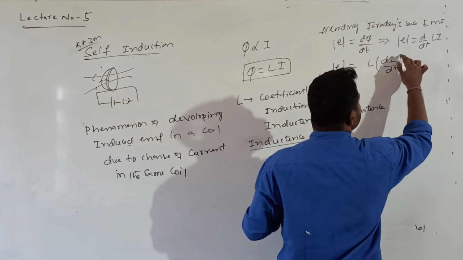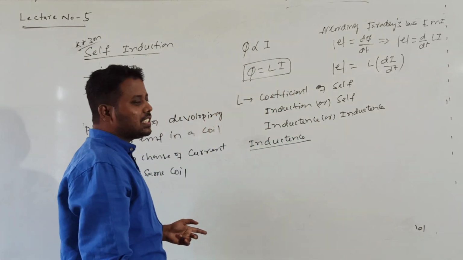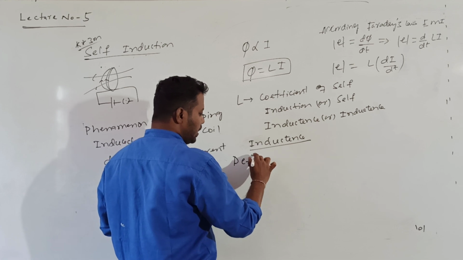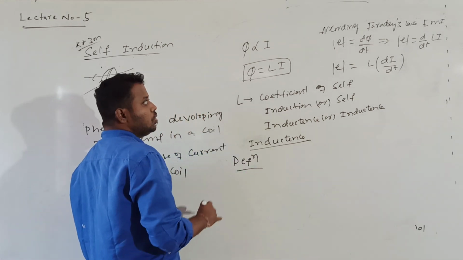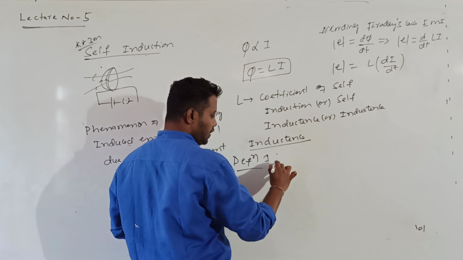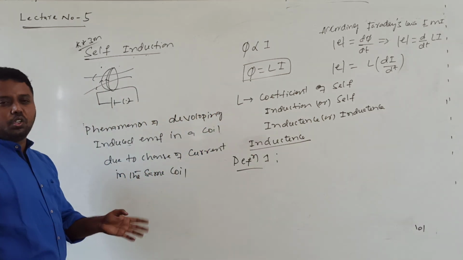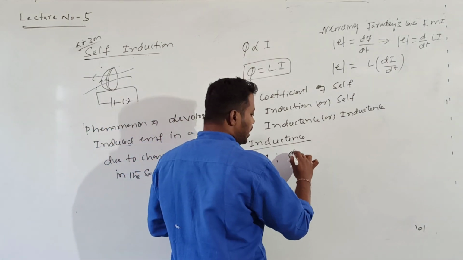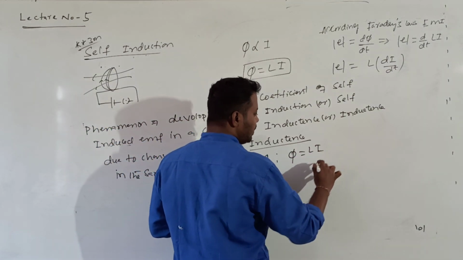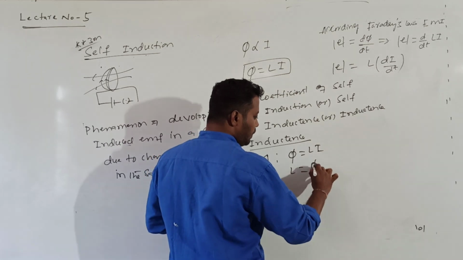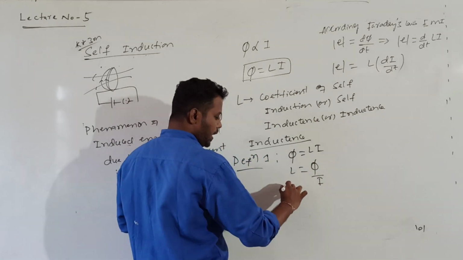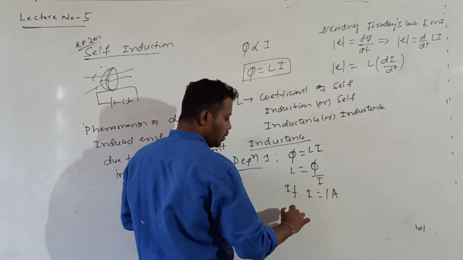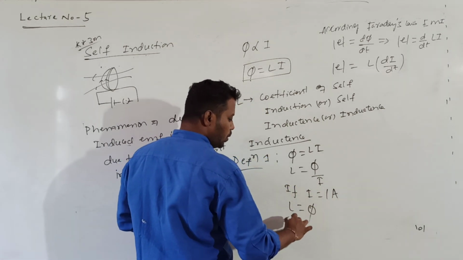If mutual inductance is understood, self-induction is very easy to understand. Now what is the definition? You can define by any method. First I will give you the definition according to phi is equal to L into I. So what is the value of L? Phi divided by I. If I is equal to 1 ampere, then L is equal to phi.